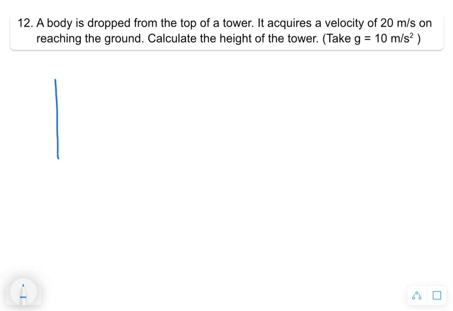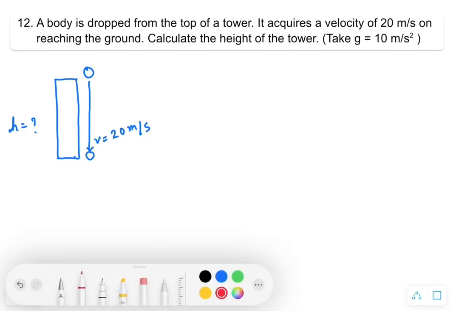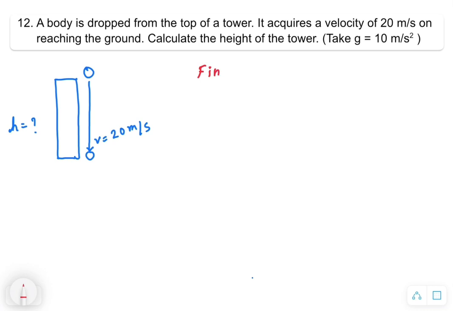Let's say this is the tower. An object is thrown from top of the tower and it reaches the ground. Just before it touches the ground, it would have acquired some velocity. That velocity is 20 meters per second. We need to calculate the height of the tower. Let's proceed. Final velocity is given.